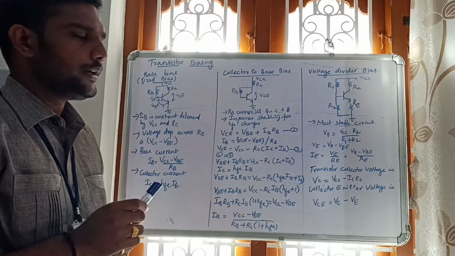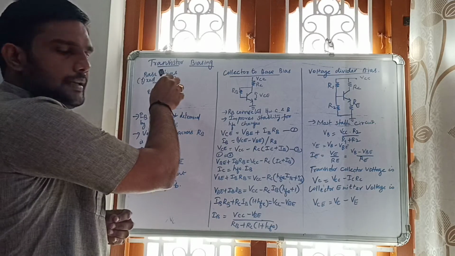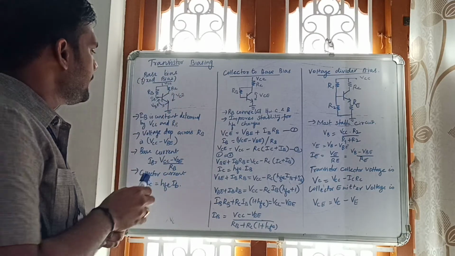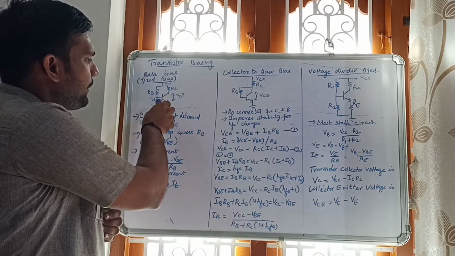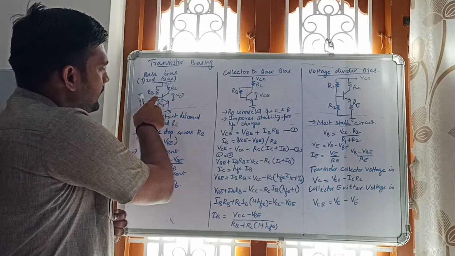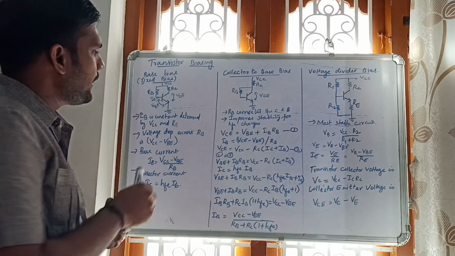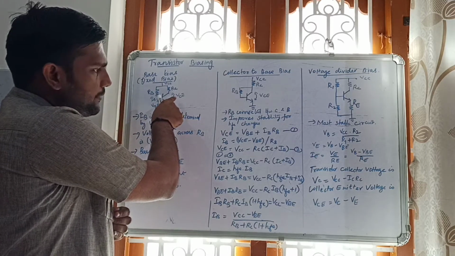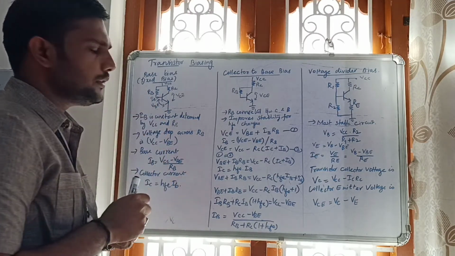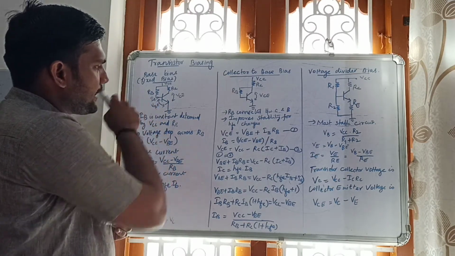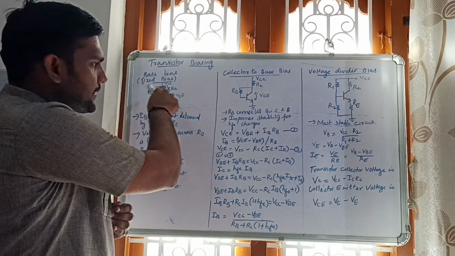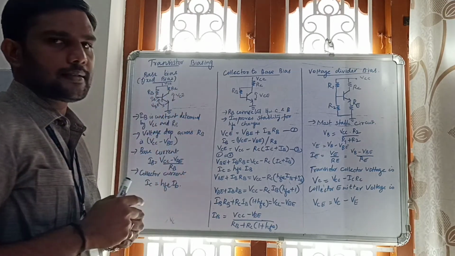Let us see one by one. Base bias is otherwise called fixed bias. In the circuit, this is the bipolar junction transistor, right? The terminals are collector, base and emitter. VC is the voltage between collector and emitter, VB is the voltage between base and emitter. IB is the base current, RB is the base resistance, RC is the collector resistance.